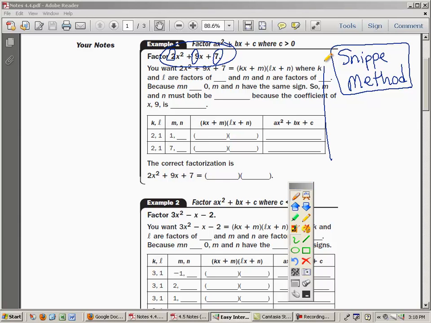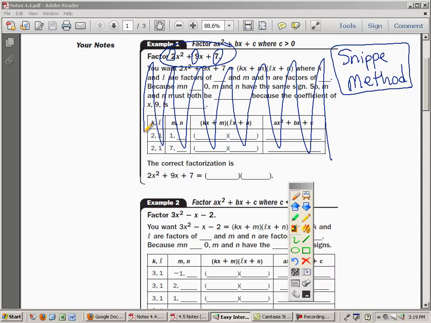But essentially, the book's method is worthless because it doesn't really help us to get at the solution, especially the more factors there are of 7 and 2, the more difficult and time-consuming the process is. So instead, what Mr. Snip does is, we talked about this last lesson. We said, look, we need to find two numbers that multiply to make this last number. Well, if the leading coefficient here was 1, then we needed a number that multiplied to make 7, that added to make 9.